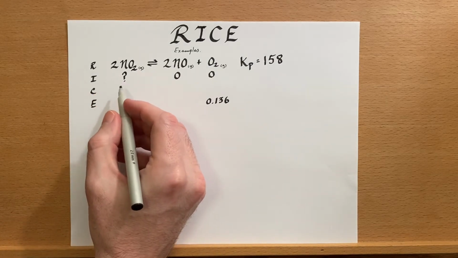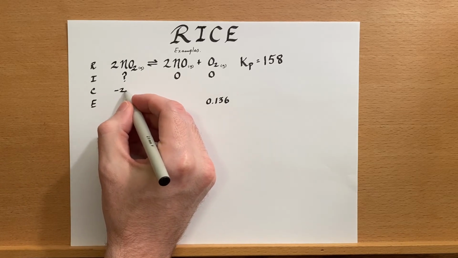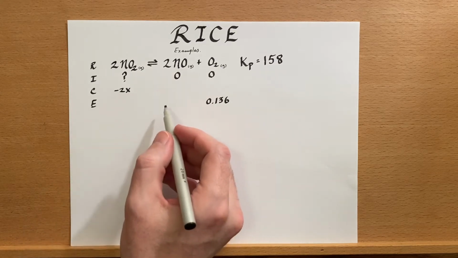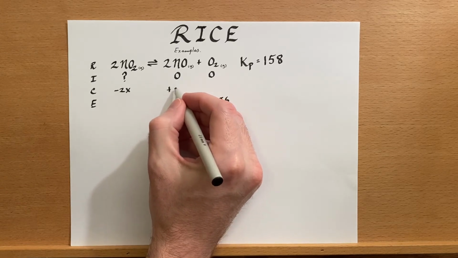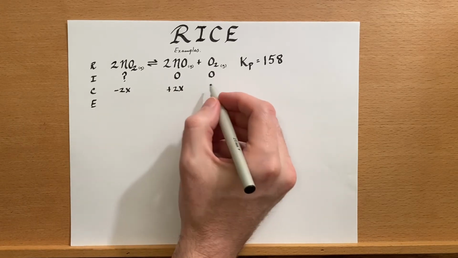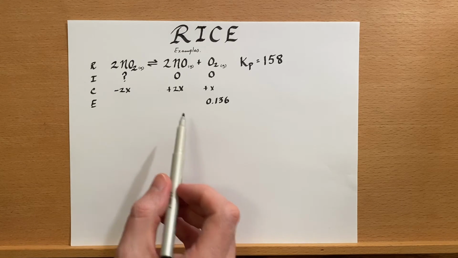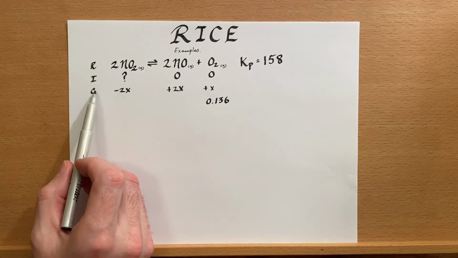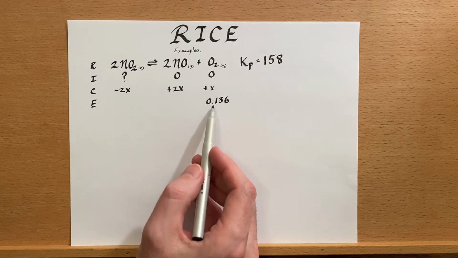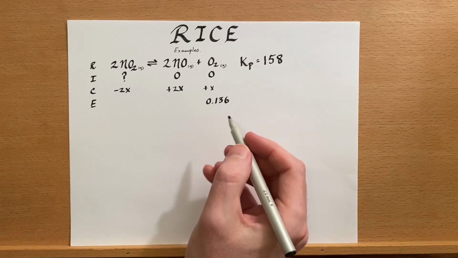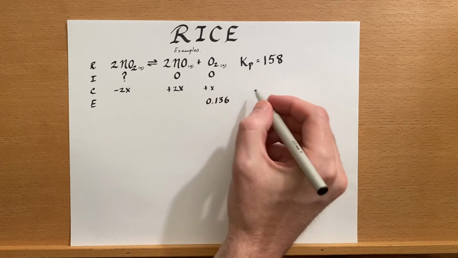Now, for the change, we have 2 moles here and we're using it up, so we can write minus 2x because we don't know how much. And then over here, we can say plus 2x. And then this should be plus x. Now, remember that if we add the initial to the change, then that equals the equilibrium amount. So 0 plus x equals 0.136. That means x equals 0.136 because 0 plus x is just x.